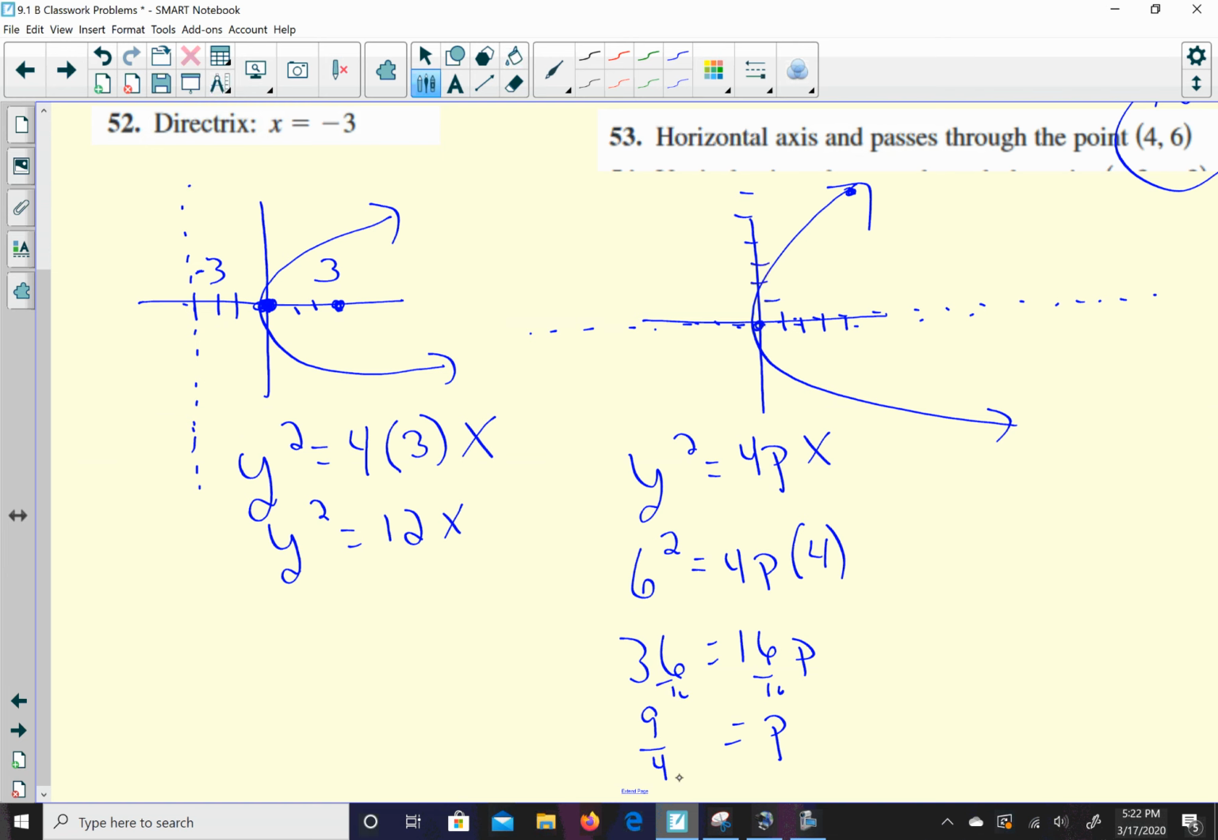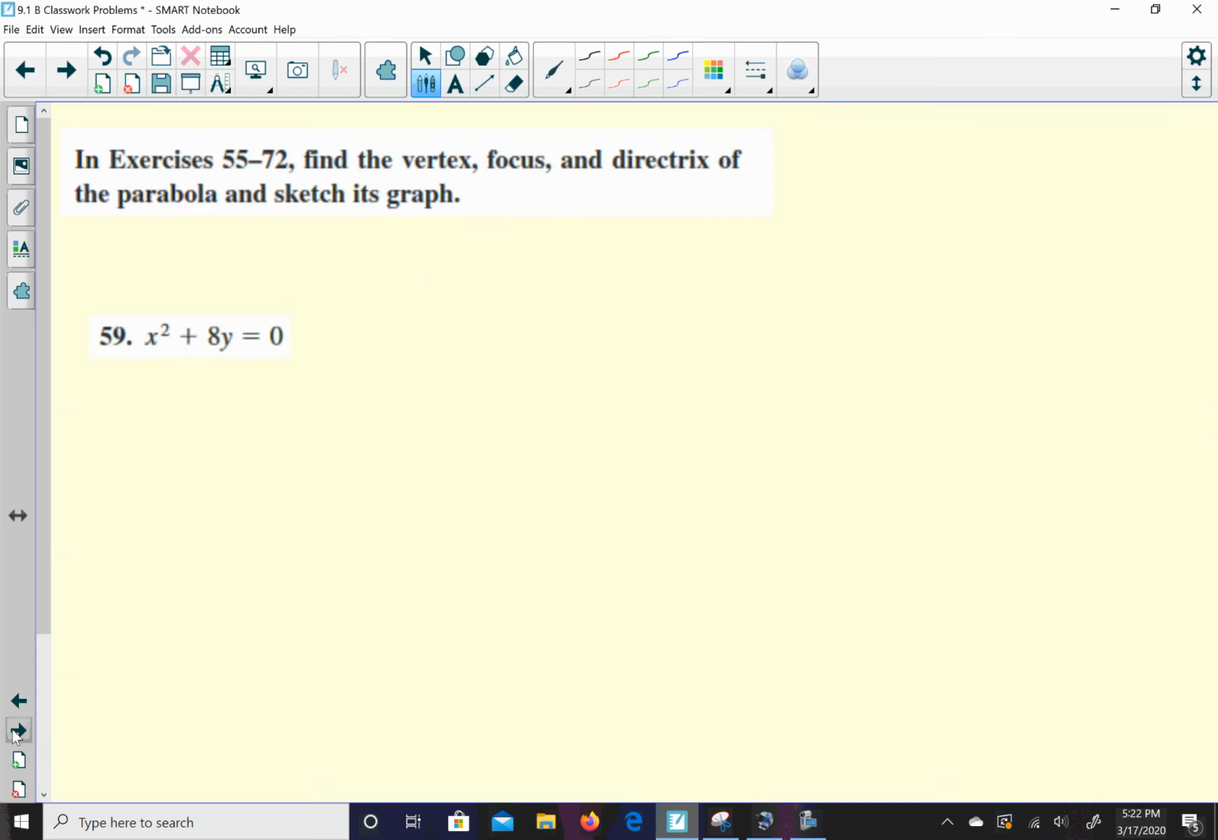So now I'm going to take that 9/4, and I'm going to substitute it back in here for that p. So I'm going to have y squared is equal to 4 times 9/4 times x. The 4's will simplify, and I'm left with y squared is equal to 9x. And that's my standard form of the equation of the parabola. Moving on to the next one.